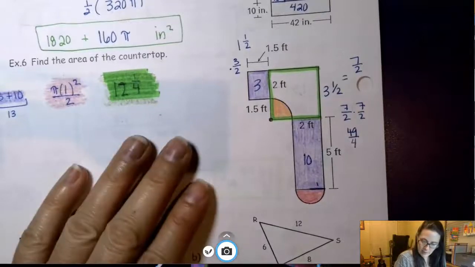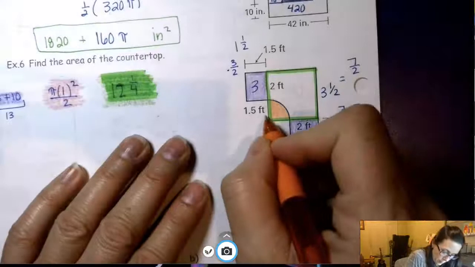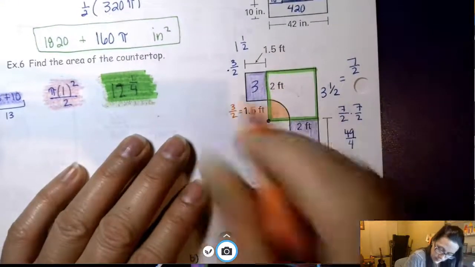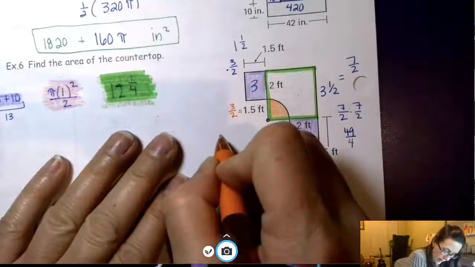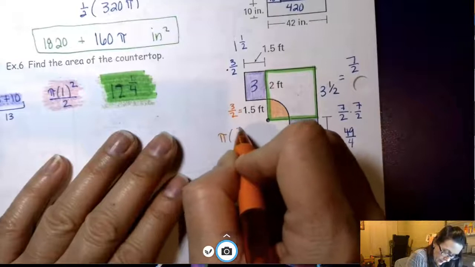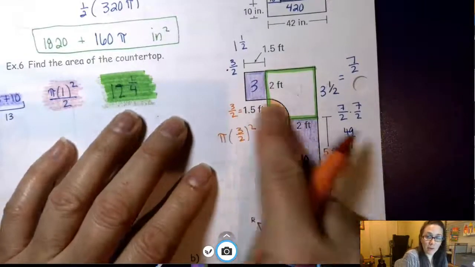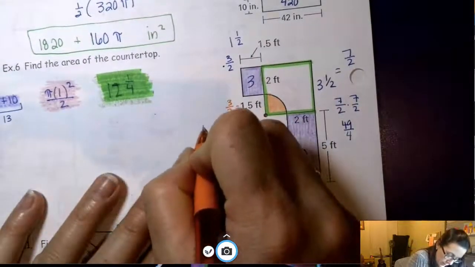Now I don't want that entire area. I want to get rid of the orange part. Well, this is 1.5 or 3/2. So the area of this circle would be pi times 3/2 squared. But again, I don't want the entire area. I only want 1/4 of it. So I'm going to multiply this by 1/4.